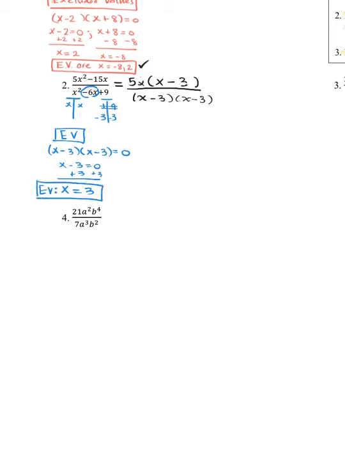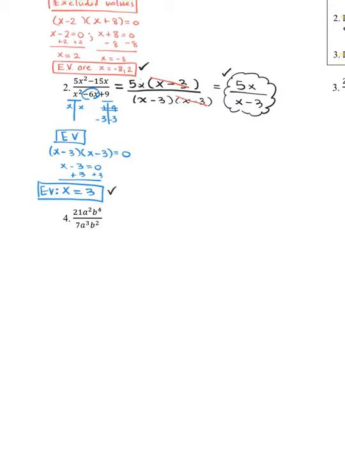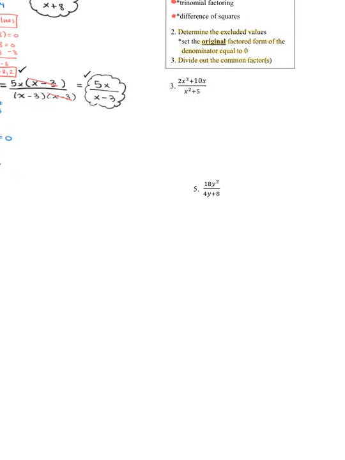Excluded value. And then now I go back to the same problem I was just working with, and I look to see what can reduce. So I see there's an x minus 3 in the numerator and an x minus 3 in the denominator. And so then my reduced form of that answer will be there's a 5x left and an x minus 3. And so there's the second part of my answer, right? So I have two parts. I have the reduced form and the excluded values. Okay? All right, let's take a look at question number 3.